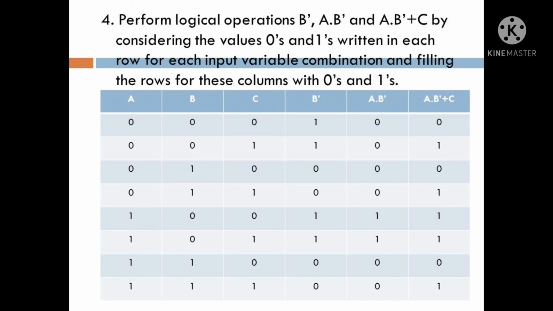The inputs are 0 0 0, 0 0 1, 0 1 0, 0 1 1, 1 0 0, 1 0 1, 1 1 0, 1 1 1. Then the output will be 0 1 0 1 1 1 0 1. I think you understand how to write a truth table for an expression. You can try more examples.